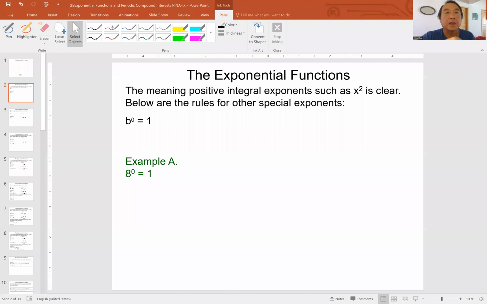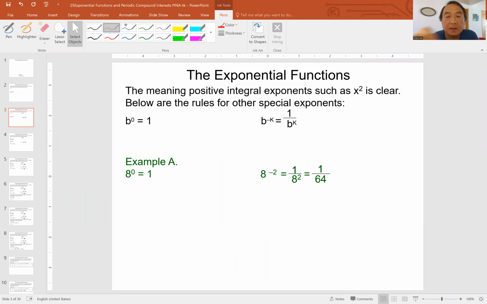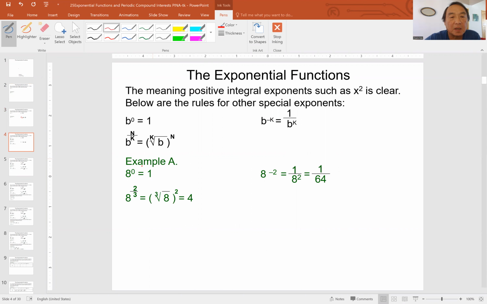Here are the rules for the exponents. X squared is clear, the meaning, and then the zeroth power we found has to be 1, and the negative power means to reciprocate. Therefore, negative second power means to put a square down below. And the fractional power means taking roots first, then raised to power n.